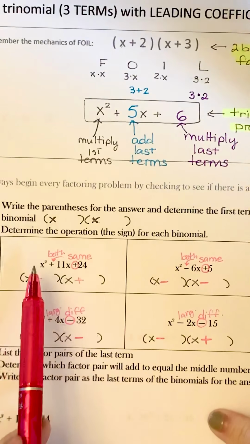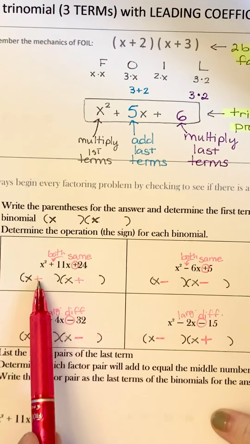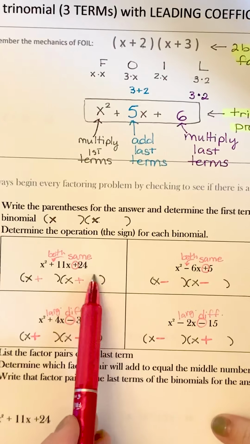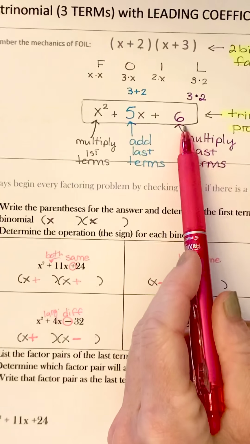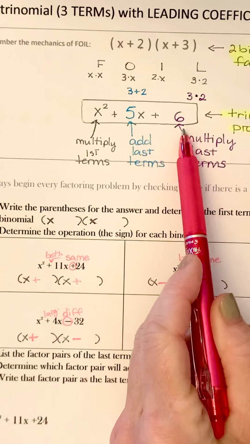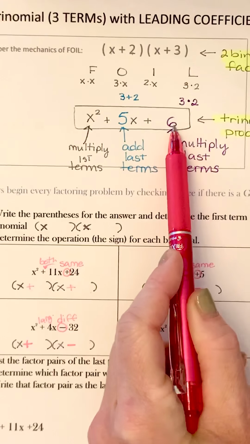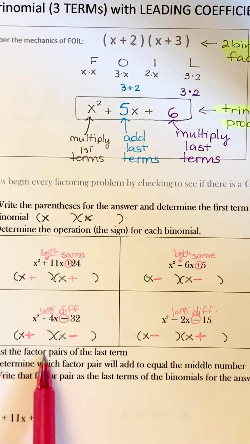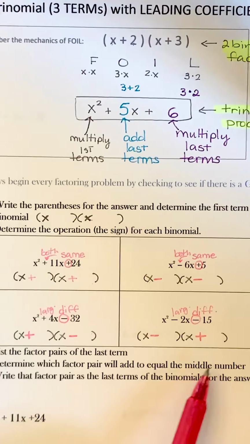Okay, so you know how to figure out what the first term of each binomial is going to be. You know how to figure out what the signs of each binomial are going to be. Now all we need to do is figure out what numbers will go here. And remember, whatever the last term is in the trinomial, you multiplied those two numbers together to get this number of the trinomial. So what we're going to do now is list the factor pairs of the last term. Then you're going to determine which factor pair will add to equal the middle number.